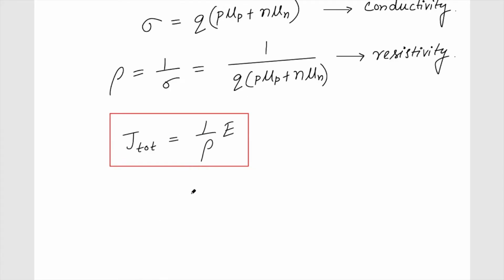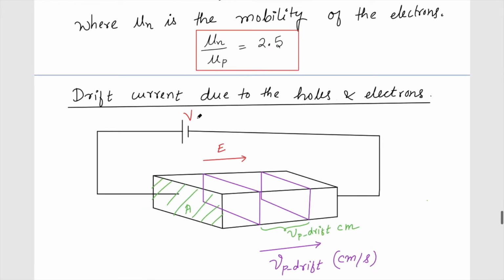So this can be easily related to Ohm's law, because we know J total is basically I total by A, and we know this is 1 by rho, and we know that E is basically the potential difference applied by L. Where V is the potential difference applied, and this distance is L. Considering the electric field is uniform throughout this whole bar, and that the potential difference decreases linearly from this end to this end, that's why the electric field is given by E equal to V by L.